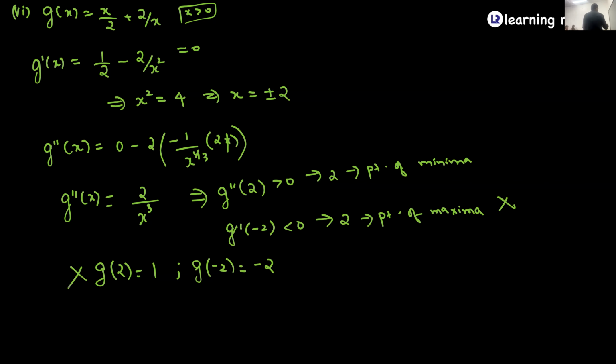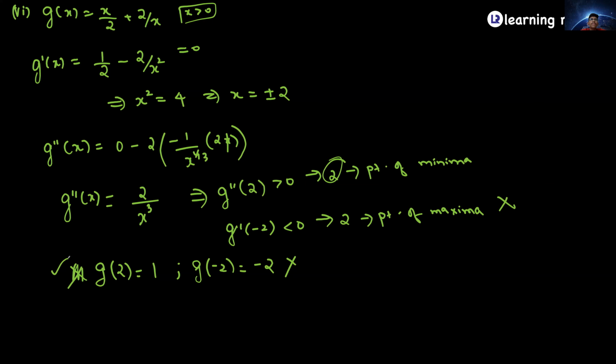And where do you have that local minima? At the point 2. And what is the minimum value? 2 is the minimum value. So this is not needed. Then this should be taken into consideration.